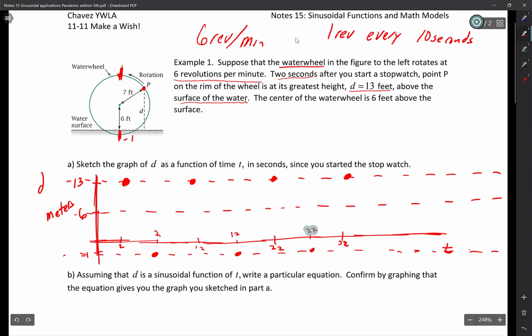And I can see that, I wonder why my digitizer is working weird. Yeah, I don't know. Maybe I'm running out of ink or something.